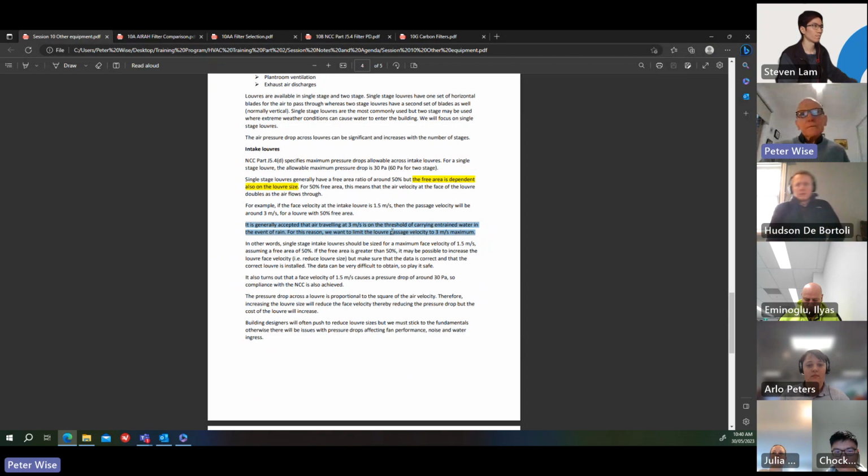So we aim to limit the louver passage velocity to a maximum of 3 metres a second. Absolute maximum. So there are a few things here you want to be careful of. In other words, single stage louvers should be sized for a maximum face velocity of 1.5 metres per second, assuming a free area of 50%. If the free area is greater than 50%, it may be possible to increase the louver face velocity. Okay, so reduce louver size, but make sure that the data is correct and the correct louver is installed.